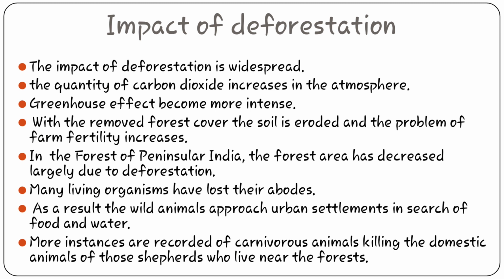More instances, more examples are recorded of carnivorous animals killing domestic animals of those shepherds who live near the forest. The result is only one thing. Wild animals बाहर आ जाएगा. उसमें carnivorous भी है, herbivorous भी है. Herbivorous animals है like deer और elephant. The result आपने last month में देखा था Kerala में. एक pregnant elephant बाहर आया खेत, वो agricultural field में खाना खाने के लिए आया और लोग उनको मार डाला. Oh, the way they have used.